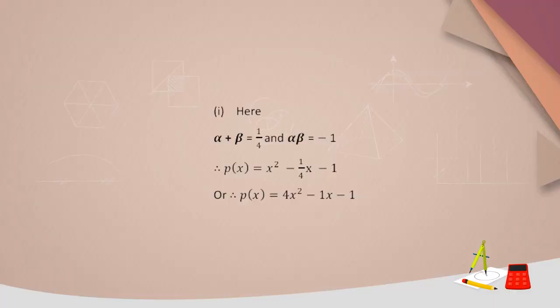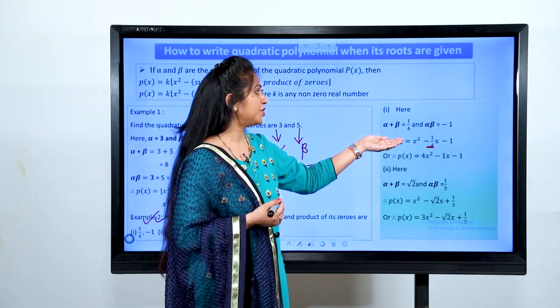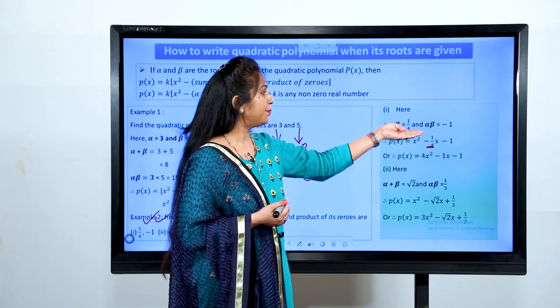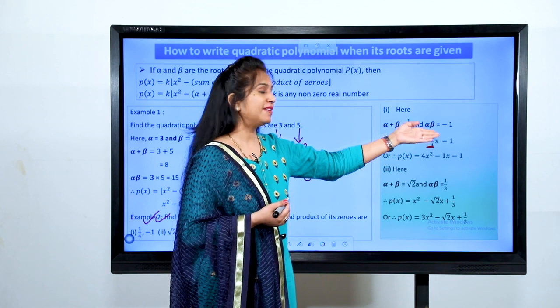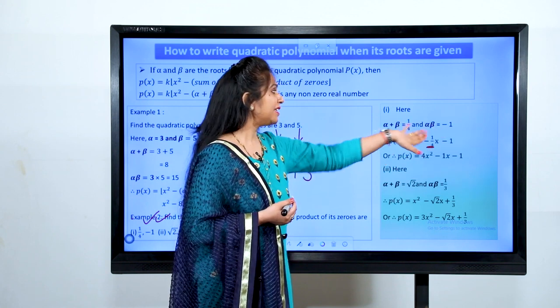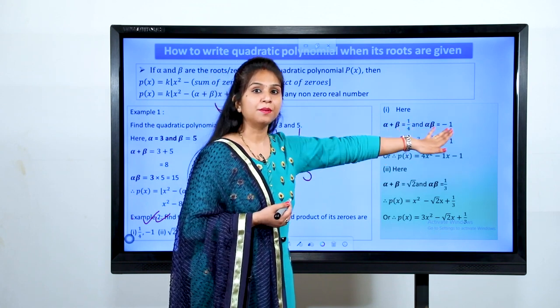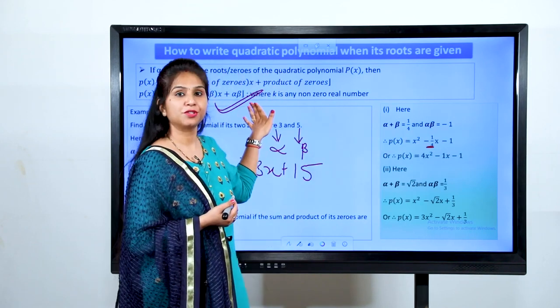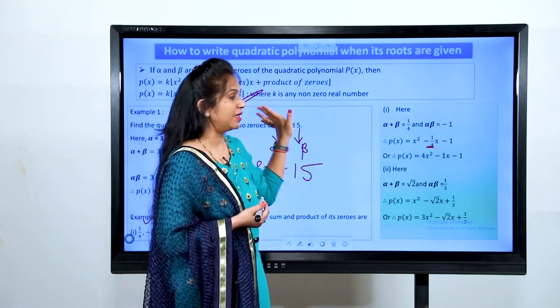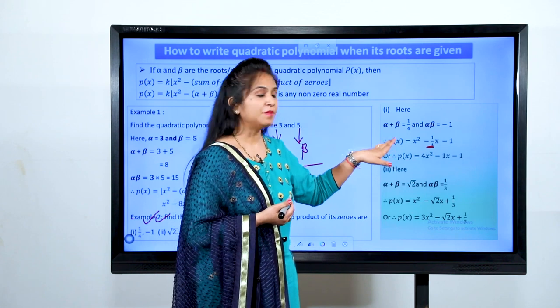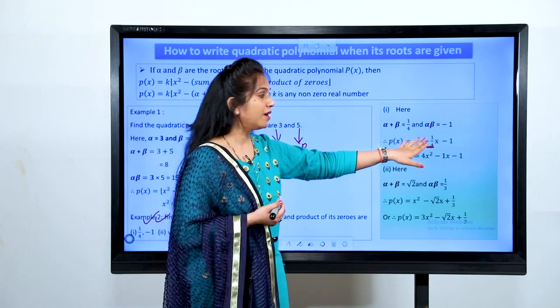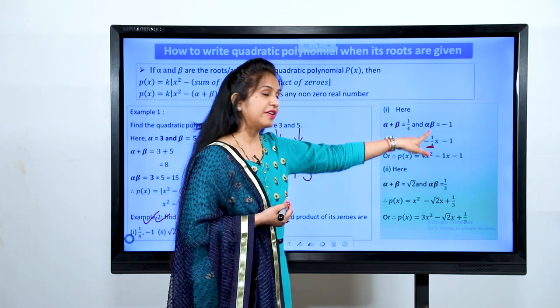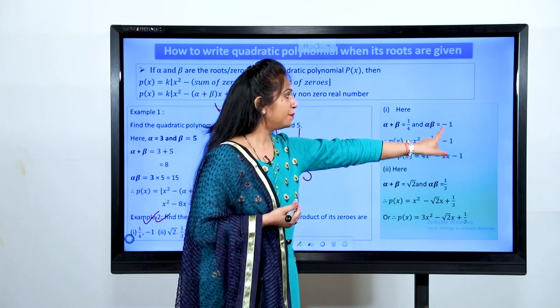So here in this example, the sum is given to you as 1 by 4 and the product, that is alpha into beta, is given as minus 1. So directly put this value of sum and the product in the given expression to get your quadratic polynomial. So your polynomial here becomes p of x is equal to x square minus sum, that is 1 by 4x, and then plus product.